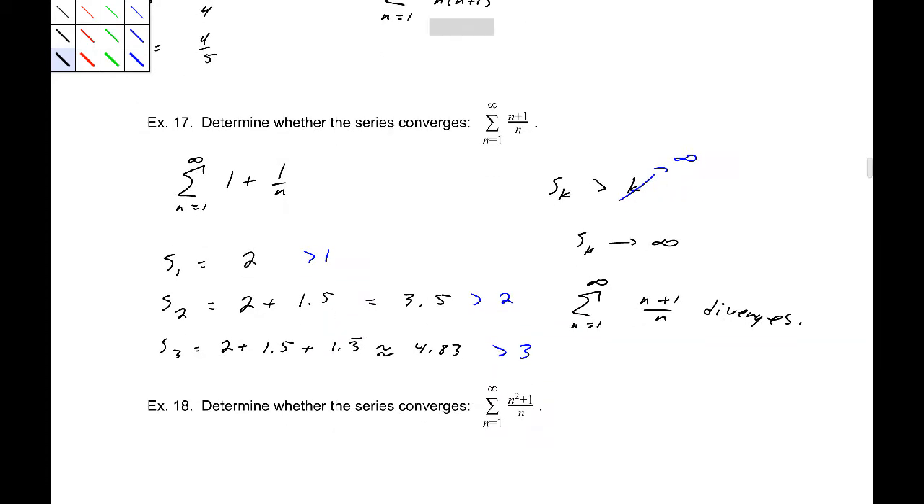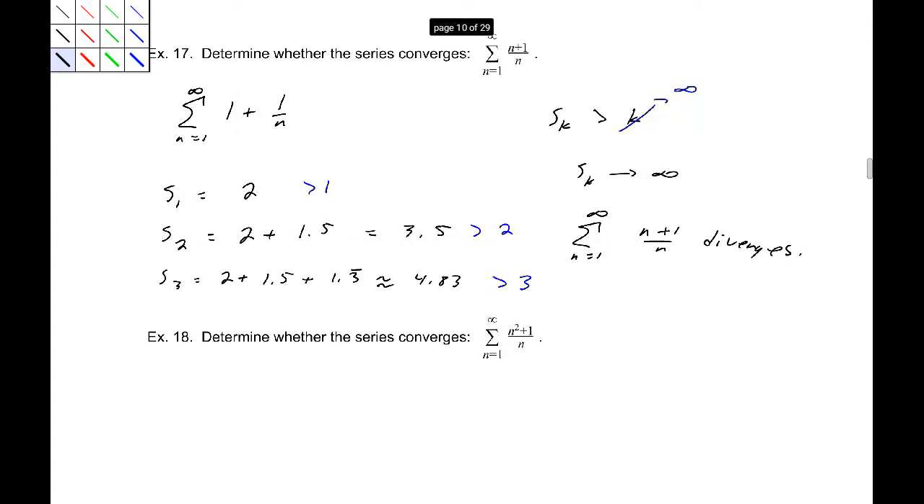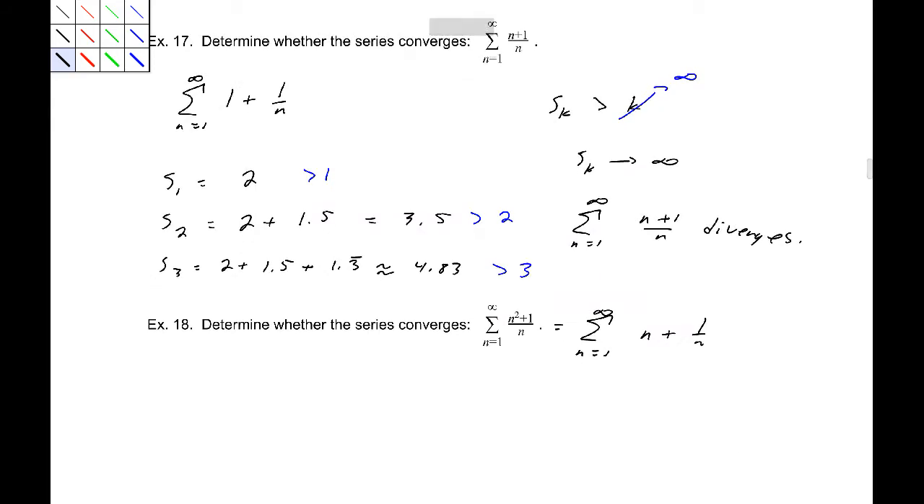All right, number 18, the next one we have here is very similar. So let's first rewrite this. N equals 1 to infinity, and that is going to be n plus 1 over n. All right, so number 17 is a good one to compare to because that one we had SK was greater than K. If you notice, n is going to be at some point much bigger than 1. So we're going to have something very similar. So our sequence of partial sums is going to be greater than K, more than likely.